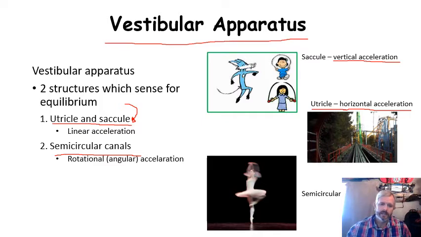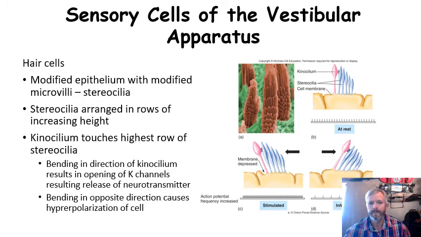The semicircular canals are going to give us rotational or dynamic movements. We'll look at these, but first we're going to look at the otolith organs, the utricle and saccule, that are giving us horizontal and vertical sensation. The cells of our vestibular apparatus are these hair cells.